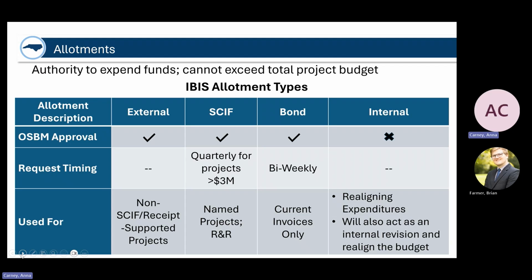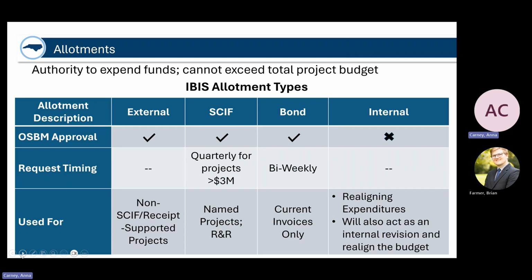We do get questions about this sometimes because there are several different types of allotments that can be requested in IBIS. So we wanted to walk through each of those. External allotments do require OSBM approval and are typically used for any non-SCIF or receipt-supported projects. SCIF allotments we'll dig into more, but just as an overview, these also require OSBM approval.